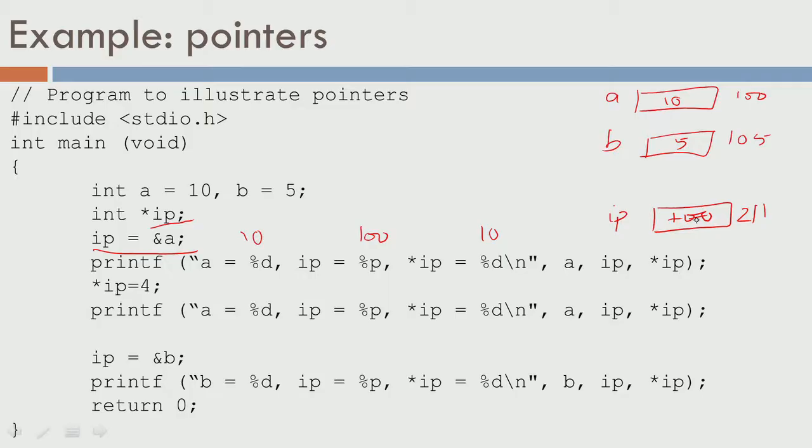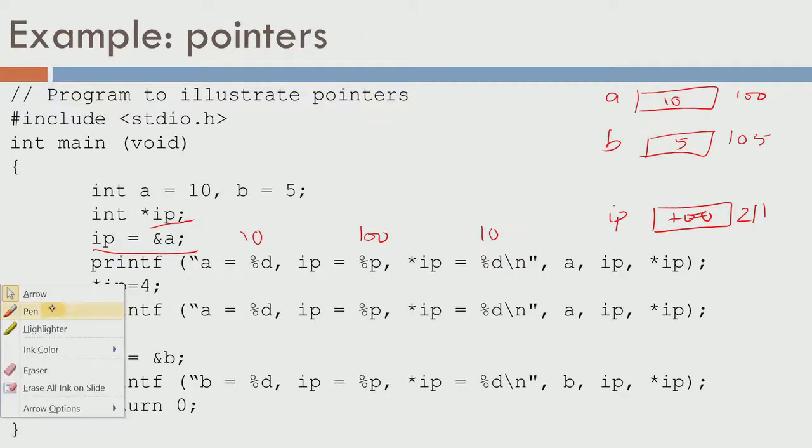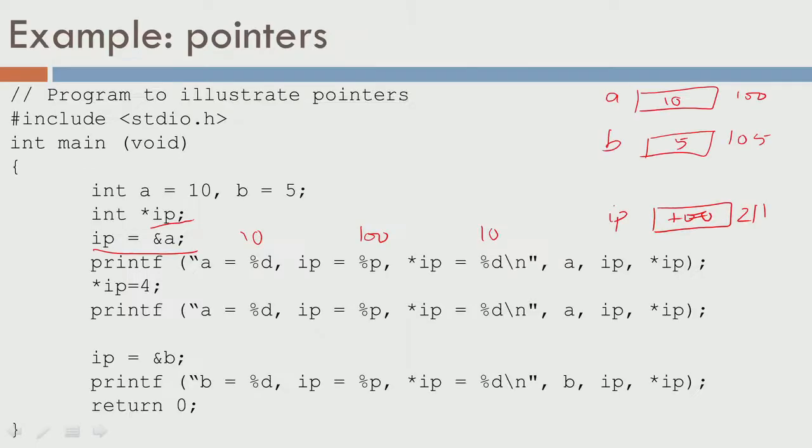So, you go here, you look at 100, and 100 is pointing to a now. You want to change that to 4. Now the printf statement: since you have changed that to 4, you would expect star ip to be 4. Since a is at location 100, this a equals %d is supposed to print the value of a, and this will now be 4.